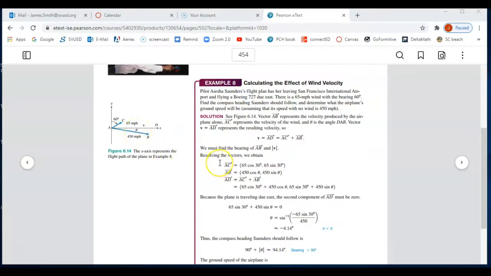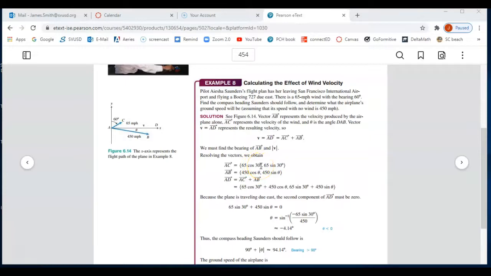So if you look at AC, the wind, going back to the form that we just looked at, we know its magnitude of 65, and we know the angle that it is traveling is 30 degrees.